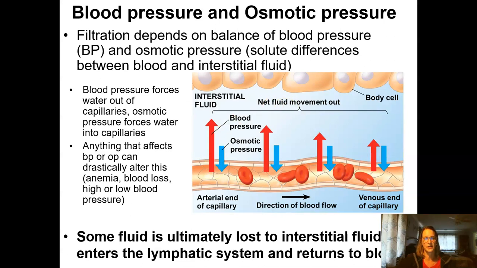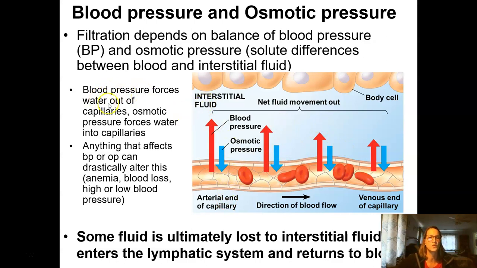Okay, so now we're going to talk a little bit more about how filtration occurs and what happens to the material that's lost out of the capillary through filtration. So filtration is going to depend on the balance of blood pressure. So remember, that's how much pressure is being put on the cells of the vessels. In this case, we're talking specifically about capillaries, because if there's a lot of blood pressure inside the capillary, then that's going to push materials out through filtration into the interstitial fluid.